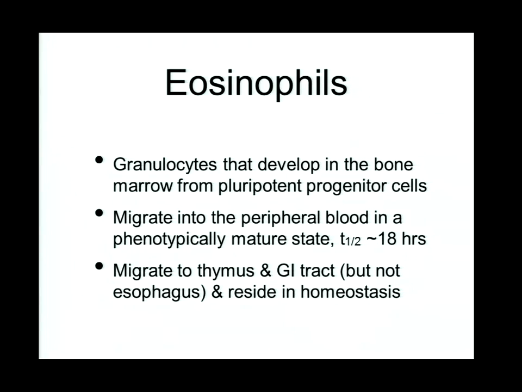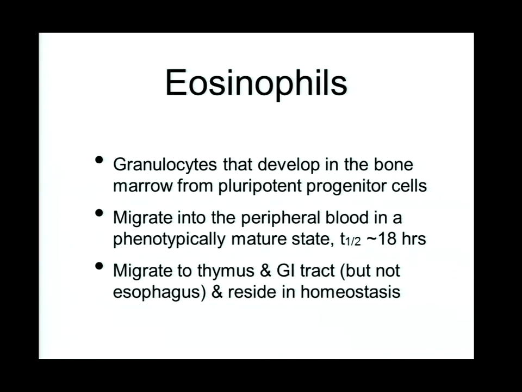So eosinophils, just a quick review, are granulocytes that develop in the bone marrow from pluripotent progenitor cells, and they're mainly well-defined cells upon exiting bone marrow. But they migrate to the peripheral blood in their phenotypically mature state, but they don't persist in the blood that long. Your usual half-life is only 18 hours, and usually in normal, healthy conditions, they migrate to the thymus or the GI tract, not the esophagus, and reside there in homeostasis.